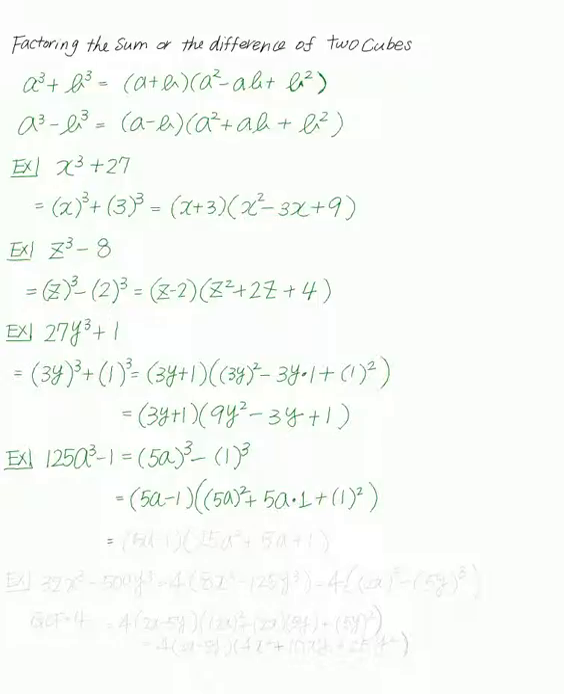Cleaning all this up, I have 5a minus 1 times 25a squared. Don't forget to square the 5. It's easy to miss that. Be extra careful. Plus 5a plus 1. And that's it. That's the factored form. We'll do 2 more examples.